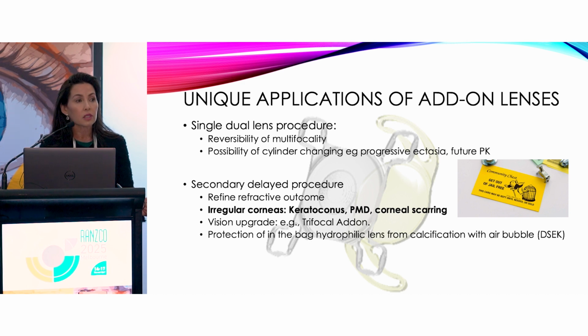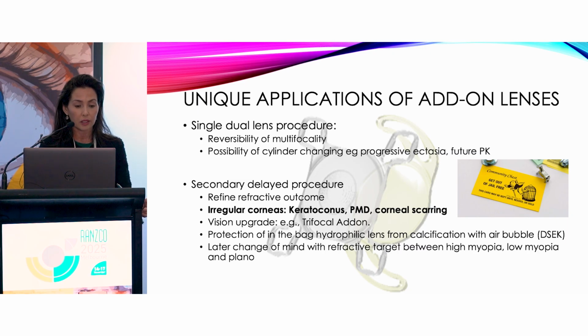More novel uses is if there's a hydrophilic lens in the bag and the patient needs an air bubble in their eye, for example, with a DSEK, you can put a plano add-on in to protect that hydrophilic lens in the bag. Then if the add-on, also hydrophilic, opacifies, you can take it out and you don't have to do an IOL exchange. And then sometimes patients do change their mind with their refractive target. You give them monovision, they hate it. You can change it and make them plano both eyes, or the other way around.